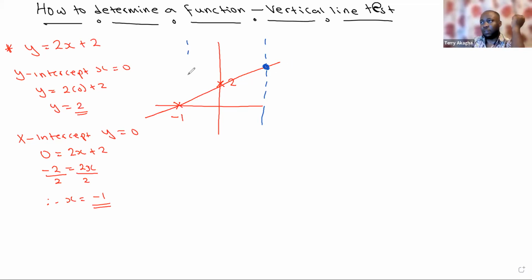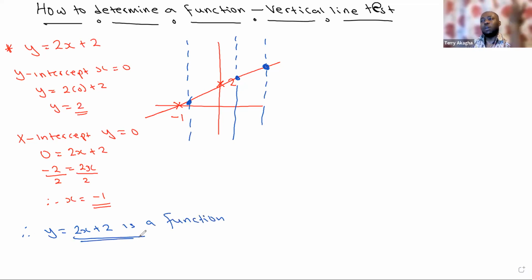Let's try another different point. So you see that regardless of where you decide to draw your line, the line will only cut the curve at 1 point. And therefore, this is a function. So therefore, we can now say y is equal to 2x plus 2 must be a what? It's a function.